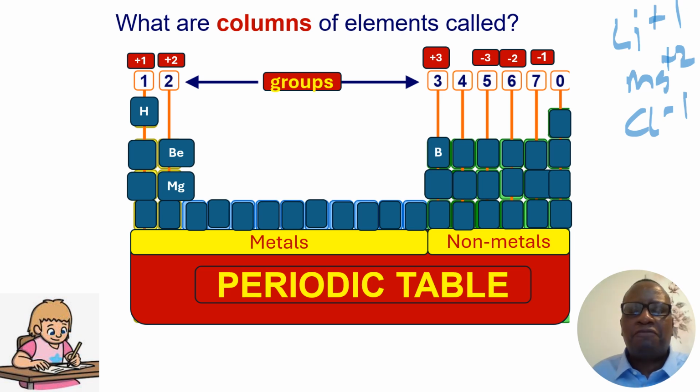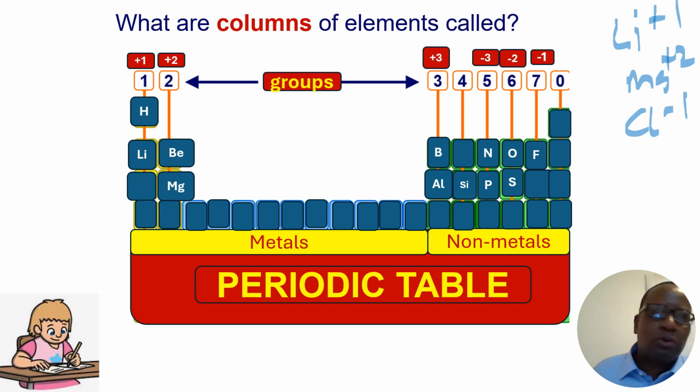Now you can pause the video and think, what charge will lithium have? Lithium is in group 1, so it will be +1. What charge will aluminium have? Aluminium is in group 3, so it will be +3. What charge will nitrogen have? Nitrogen is in group 5, so it's -3. What charge will oxygen have? Oxygen is in group 6, so it's -2. What charge will fluorine have? Fluorine is in group 7, so it's -1.